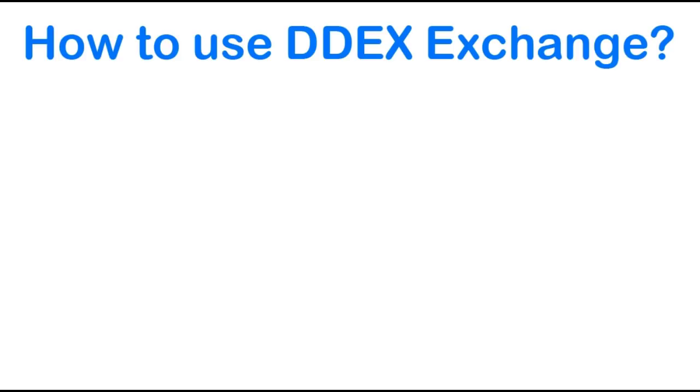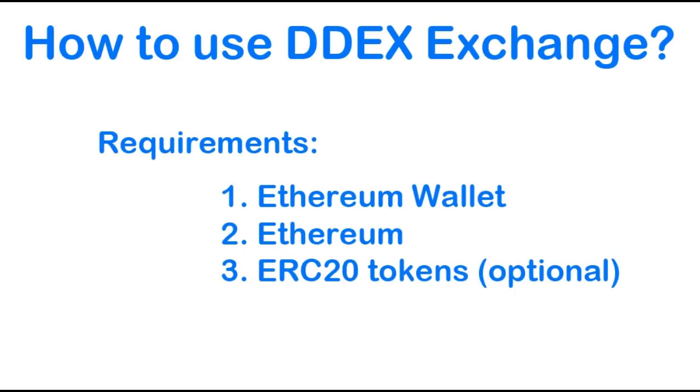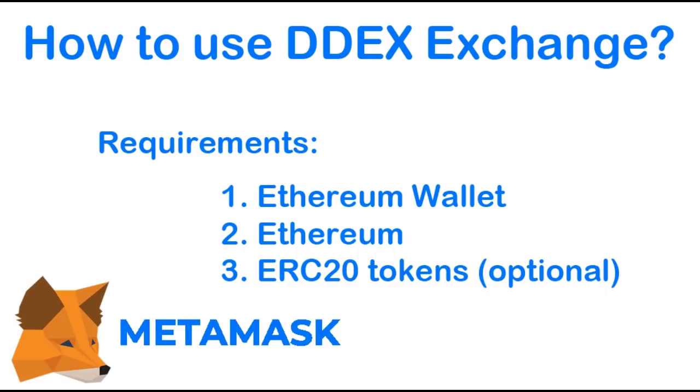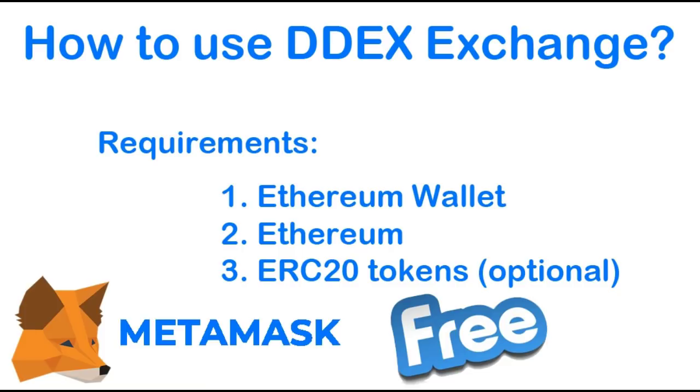To use this exchange, all you need is an Ethereum wallet with Ethereum and the ERC tokens that you want to trade. As you will be trading directly using your Ethereum wallet, there is no registration needed, but you need MetaMask to help the exchange interact with your Ethereum wallet. You can also use DDEX exchange directly from a Ledger Nano hardware wallet, but I'm going to only show you how to trade using MetaMask, which is free to use.